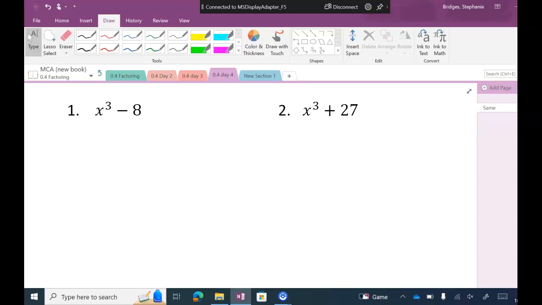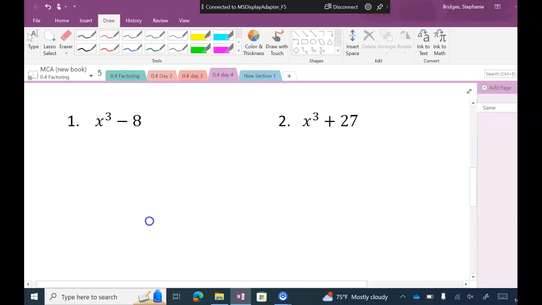No matter what, when we factor, what is the very first question we're supposed to ask ourselves? Do we have a GCF, a greatest common factor? Do x to the third and 8 have anything in common that I can pull out? No. Then the second step is to recognize there are two terms and that both of those terms are perfect cubes. My x has an exponent of 3. 8 is on my perfect cube list. So they are both perfect cubes, which means I can factor whether it's addition or subtraction.